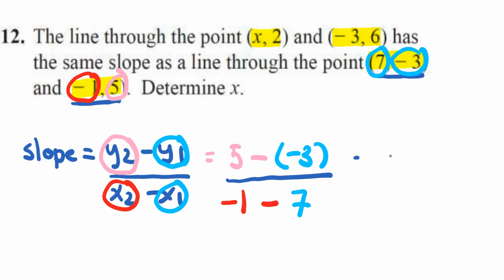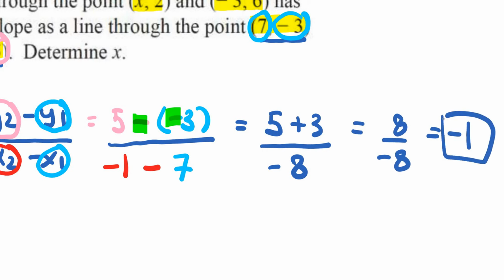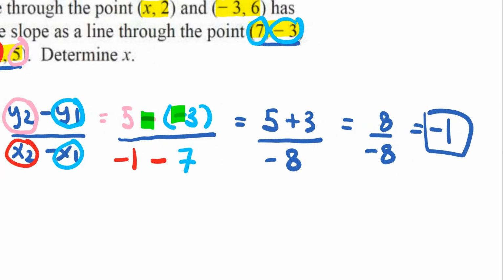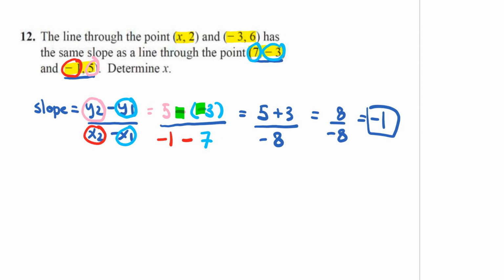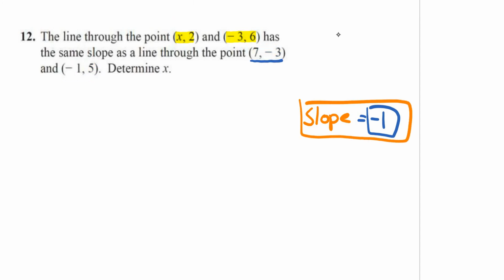All right, so if I do that, this will be 5. And then a minus and a minus gives you a plus, so 5 plus 3, all divided by negative 8. All right, and this gives us 8 over negative 8, which equals negative 1. So my slope here is negative 1. Okay, so that's part 1. I need to find the slope for those 2 points. So let me just erase all this. And I know that my slope equals negative 1 here. Okay. Great.